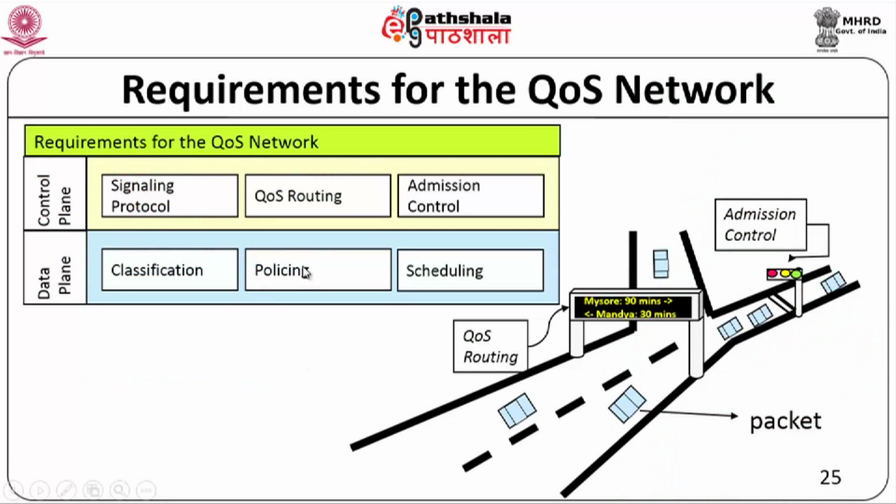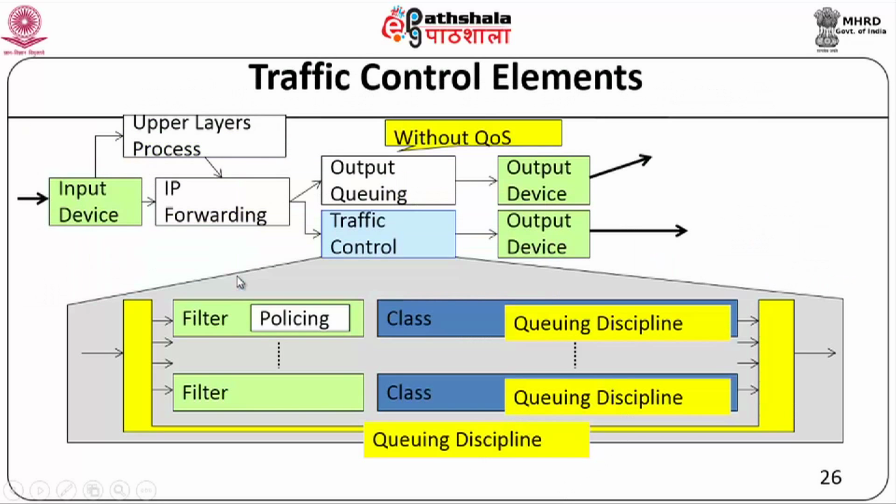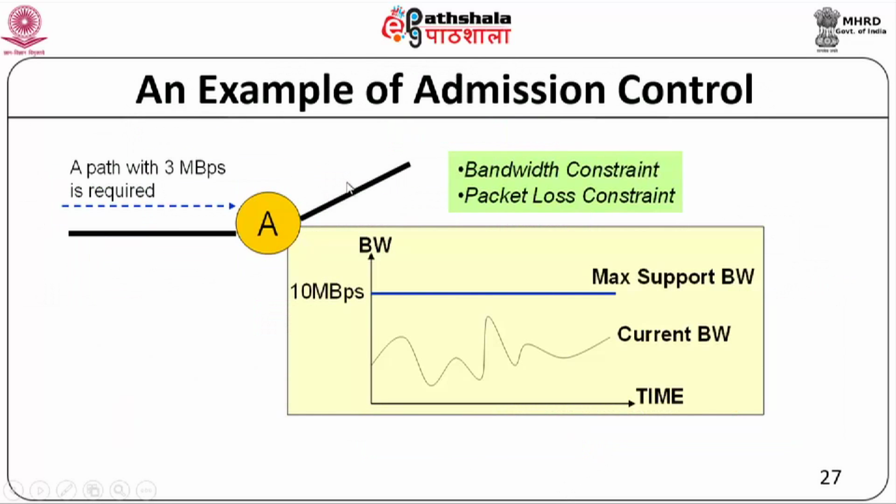If you look at these six, you will see that the signaling protocol, QoS routing and admission control come under the control plane, and classification, policing and scheduling come under the data plane. Here is an example of admission control. Let's say my maximum bandwidth that can be supported is 10 Mbps, and this is my current bandwidth. I have a path which requires 3 Mbps, so an application makes this requirement. I need to make sure that I am able to support the 3 Mbps bandwidth.